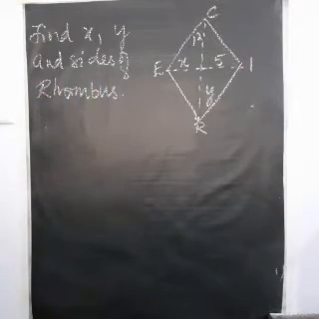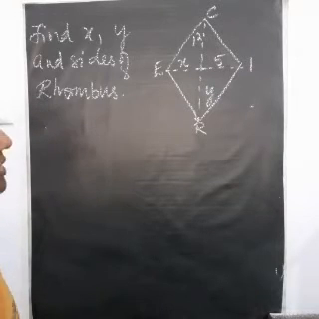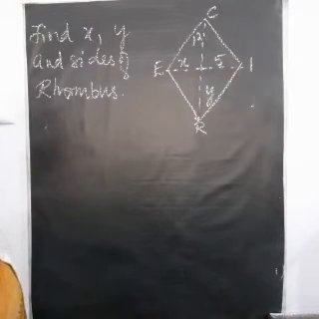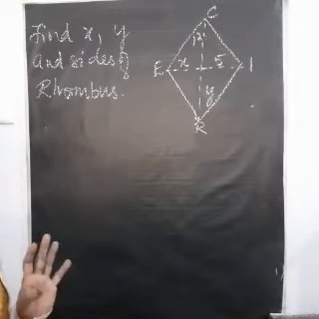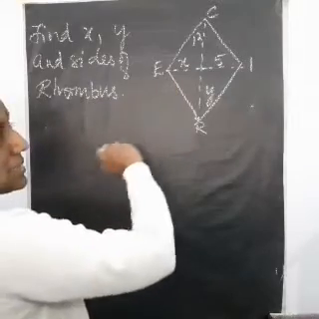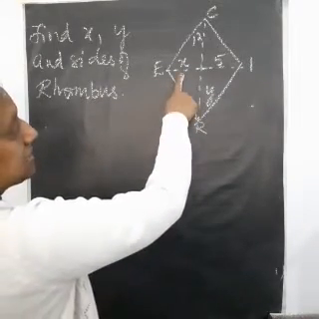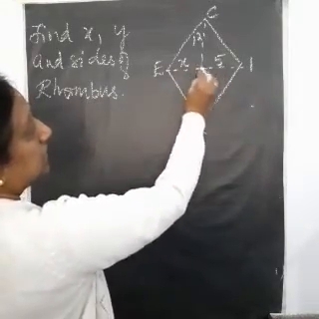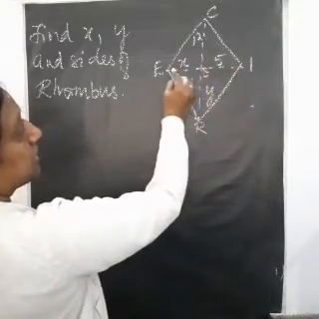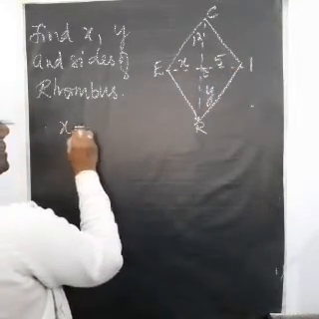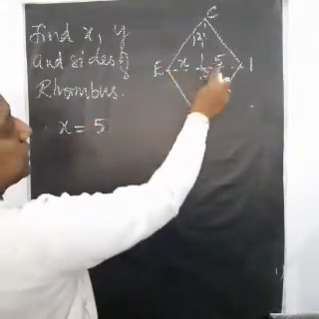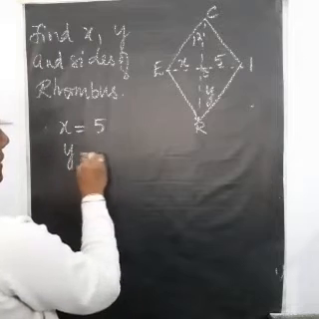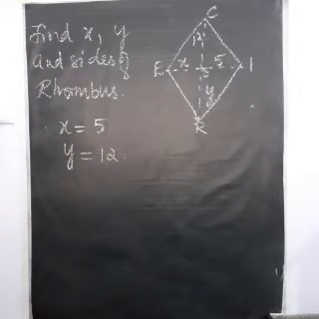Now first we can find x and y. How can I find x and y? We know diagonals bisect each other in a parallelogram as well as rhombus, square and rectangle. Because rhombus is a parallelogram. So if this part is x and this part is 5, what is x equal to? We get x is equal to 5, correct? Because these two will be equal. And y is equal to 12. So we have got the two x and y values.